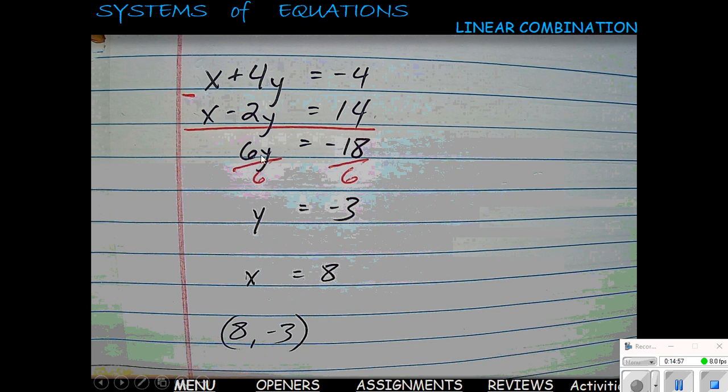4y minus negative 2y. It's a double negative that becomes a plus. So that's 6y is equal to negative 4 minus 14 is now negative 18. We divide by 6 and we get y is negative 3. If you take negative 3 and plug it back into either of these equations, you'll get 8 for x. So the solution of this system of equations is 8 comma negative 3.